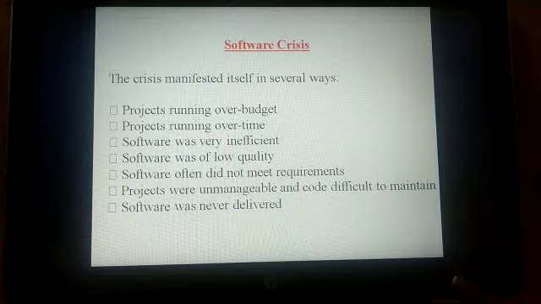So the crisis manifested in several ways, such as projects which are running over budget, projects running over time, that is, which will take more time than the deadline, software which was inefficient and did not satisfy the customers, software which is of low quality and did not meet the requirements of the users, projects which are unmanageable, code which is difficult to maintain later on, and software which was never delivered.